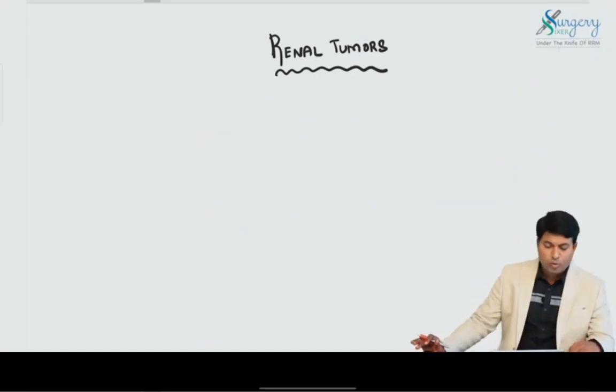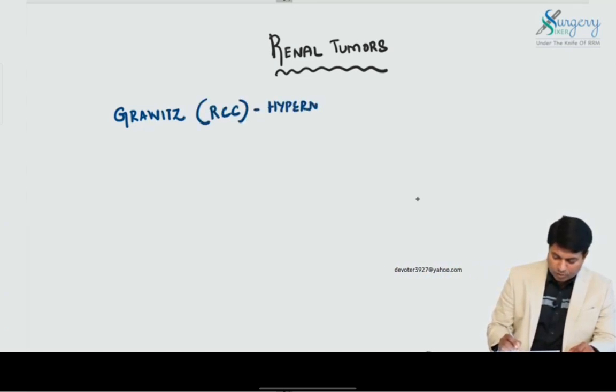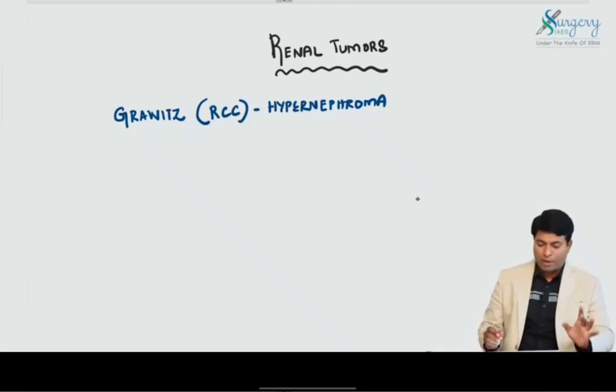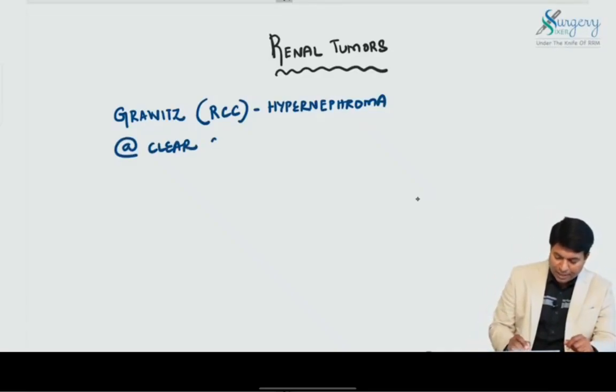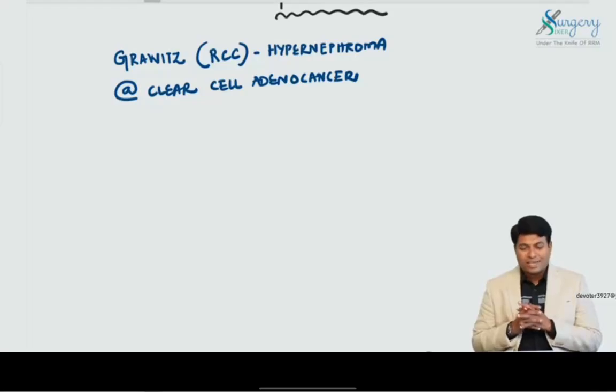Now we are going to discuss renal tumors. The first tumor we are going to discuss is Grawitz's tumor, also known as RCC, also known as hypernephroma. The most common type is clear cell adenocarcinoma. I don't know why Bailey has upgraded so many points this edition. The 27th edition of Bailey has put extensive points on this topic of renal cancer.